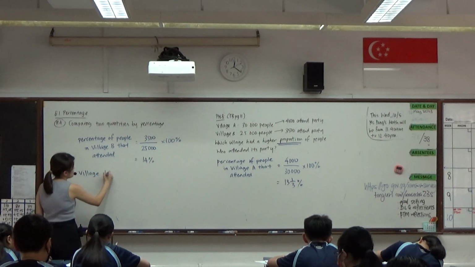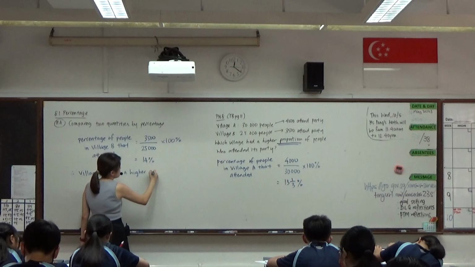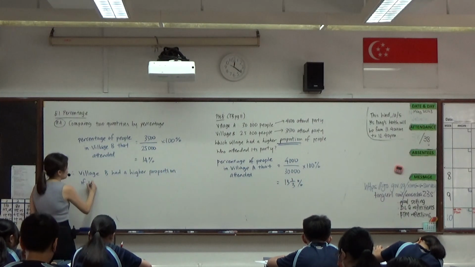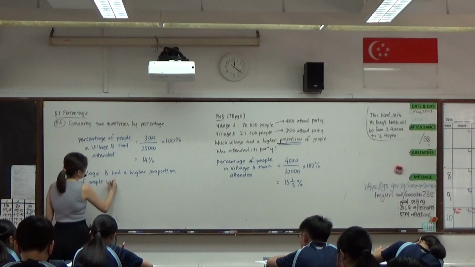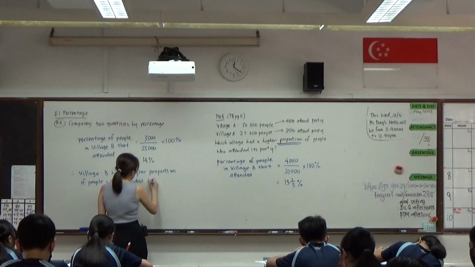So therefore, village B had a higher proportion of people who attended the party.